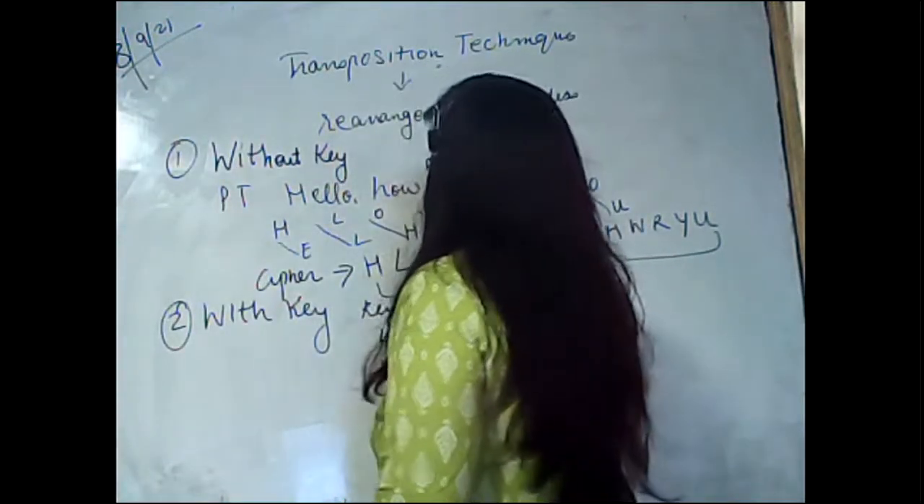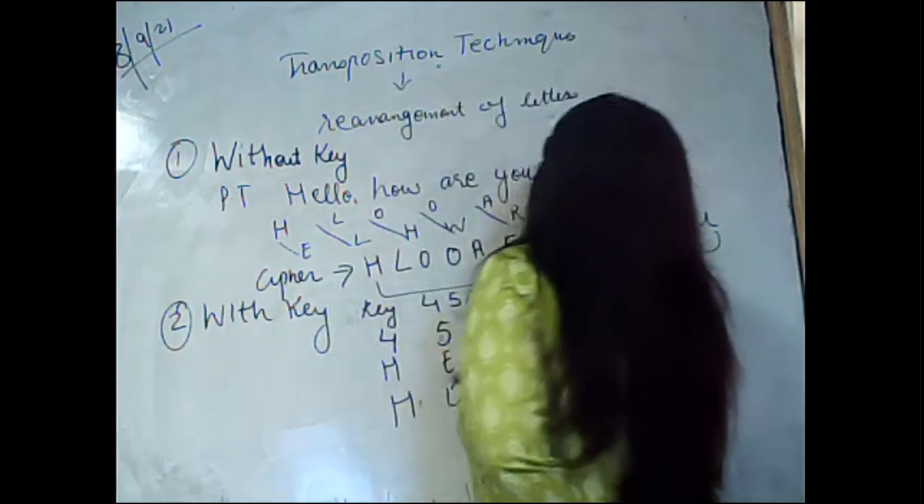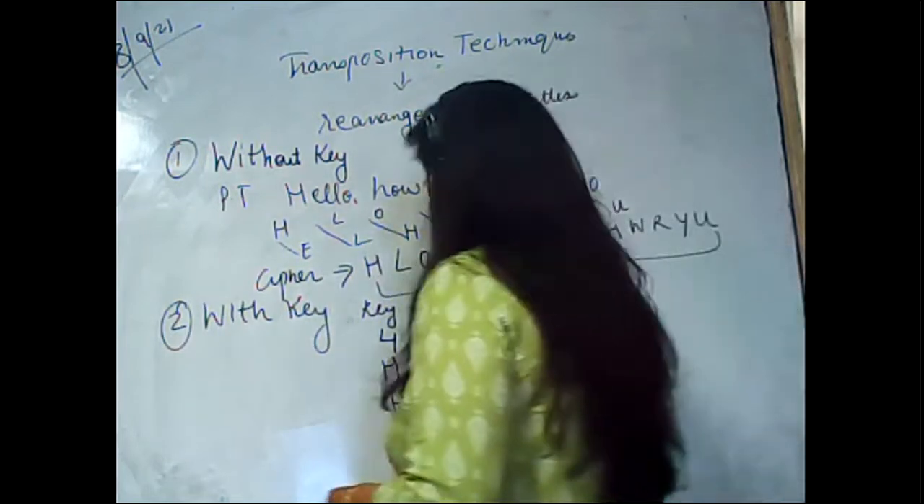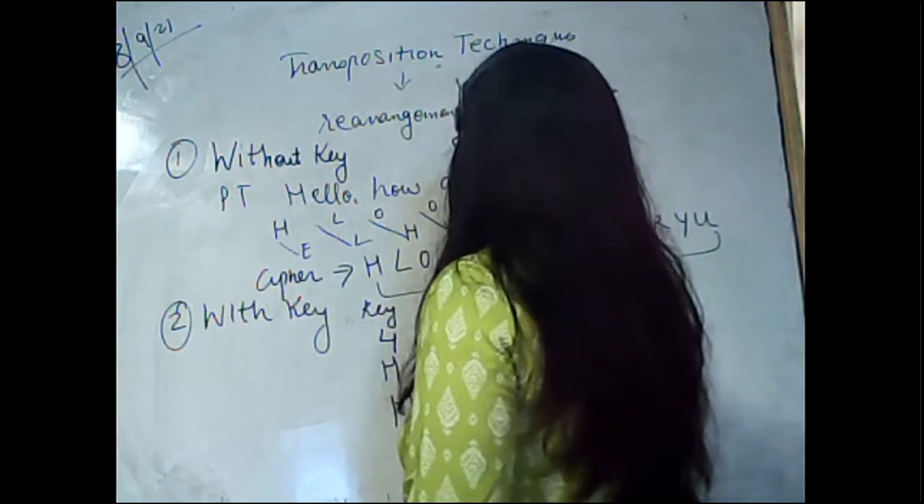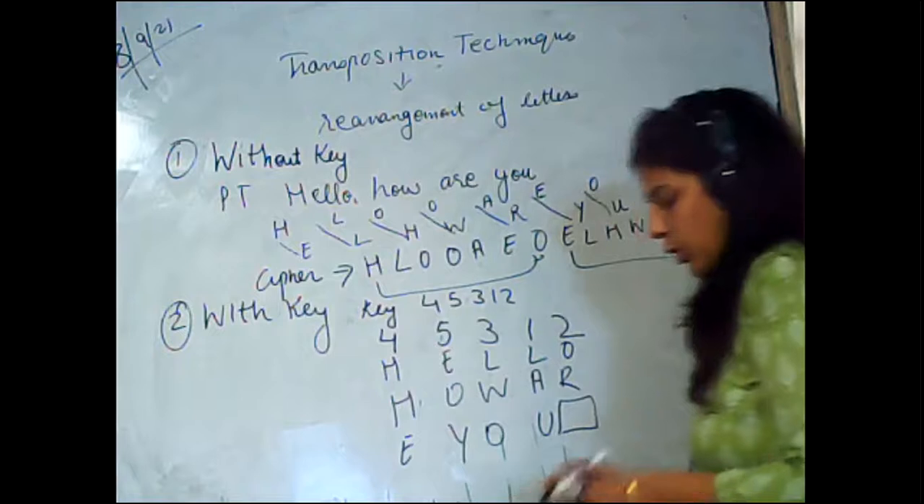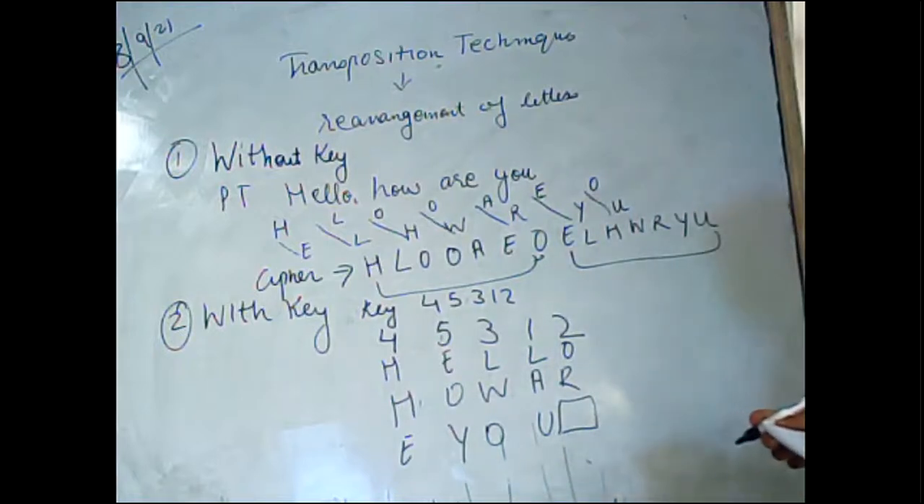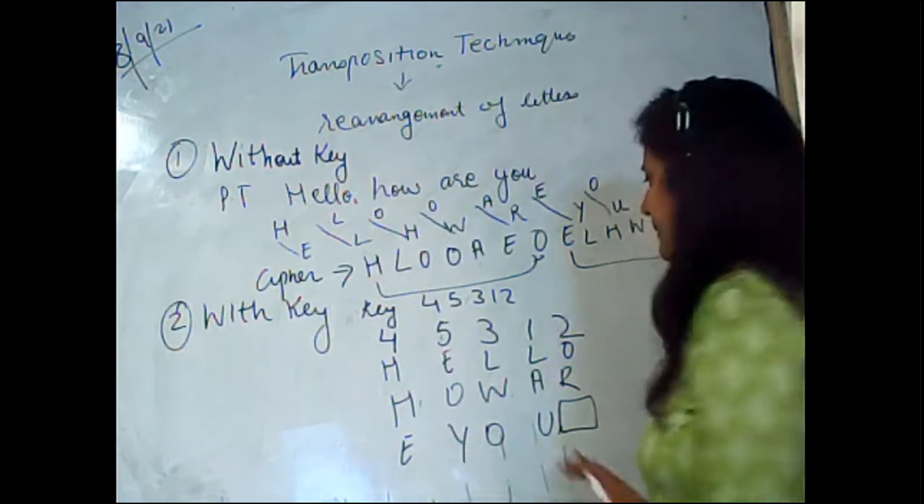So how will I write it? H E L L O, hello, then H O W A R, how, then E A, and then H O W R A R E U Y O U. Now we are left with one part here, so we can just skip that particular part. We don't have to substitute anything here, so we just skip it as an empty portion.